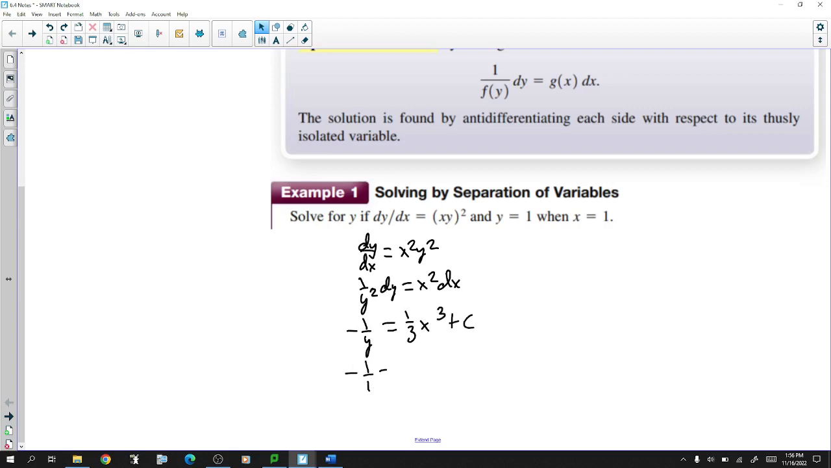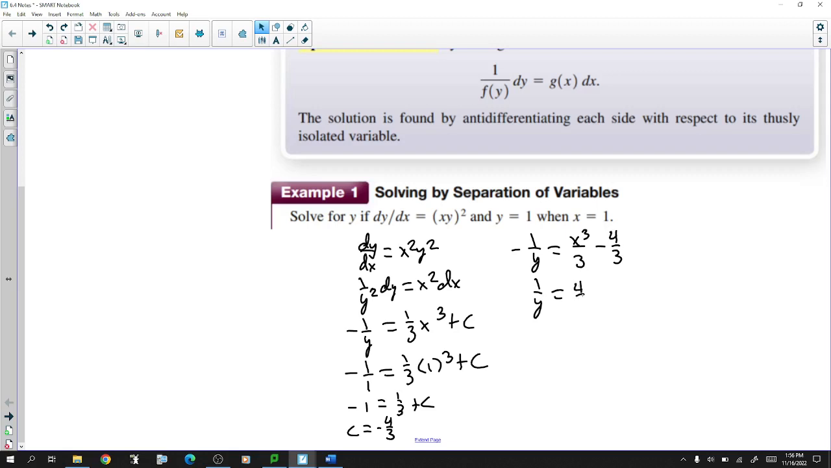So negative 1 over 1 is 1/3 times 1 to the third plus c. So we have negative 1 is equal to 1/3 plus c. So c is negative 4/3. We have negative 1 over y is equal to x to the third over 3 minus 4/3. So 1 over y is 4/3 minus x to the third over 3.